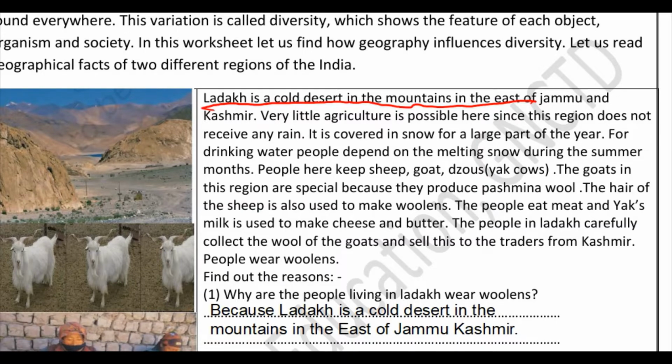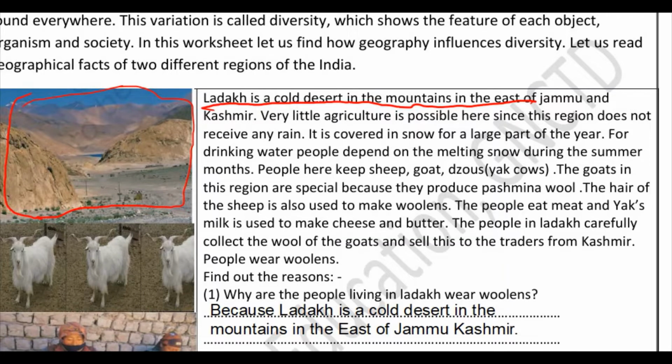So what this is trying to say is, as you can see, this is a picture of Ladakh, and this is a cold desert in the mountainous region. Okay, so you can see there is a mountainous region and then a cold desert to the east of Jammu Kashmir, and there is no agriculture or very little agriculture possible here since it is not receiving any rain in this area. Okay, and it is covered in snow for a large part of the year. That is one reason. And for drinking water, people depend on melting snow during the summer months. So whenever there is snowfall, they will melt that, or glaciers, they will melt those to find their drinking water.